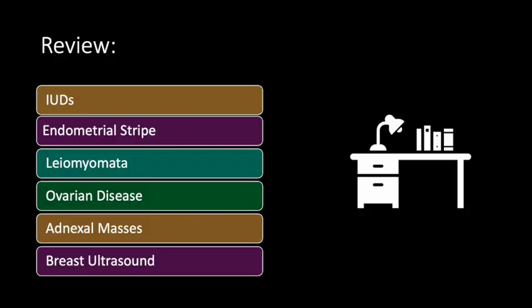And that wraps up our lesson on gynecology point-of-care ultrasound and our module on POCUS for women's health. As a review, we discussed evaluation of intrauterine devices for proper positioning. We talked about measuring the endometrial stripe in the setting of concern for neoplasia or hyperplasia, and we saw how it changed during the normal menstrual cycle. We talked about how to identify and classify uterine fibroids, examined some common ovarian and adnexal findings, and had a quick intro into breast ultrasound.